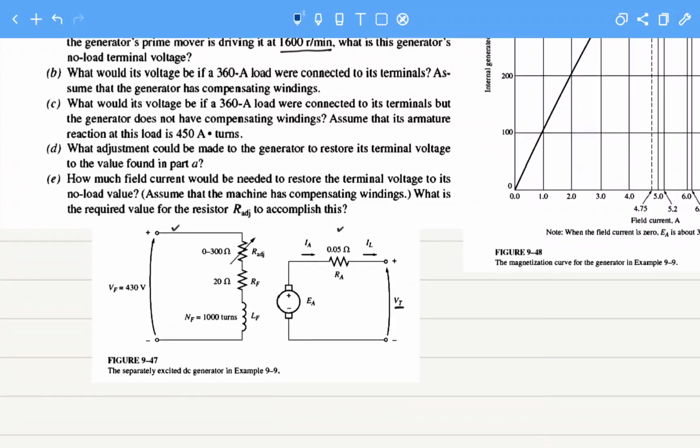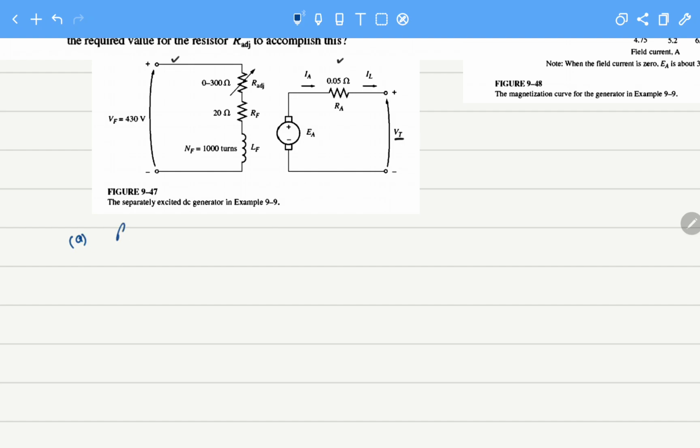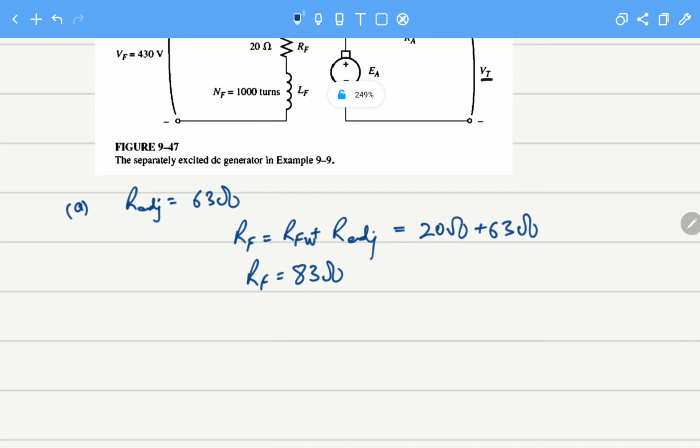So first, in part A, R adjustable is 63 ohms. Now we know that the total field winding resistance RF equals RFW plus R adjustable. RFW, the resistance of the winding, we know is 20 ohms, and R adjustable is 63 ohms. So the total field circuit resistance we will have is 83 ohms.